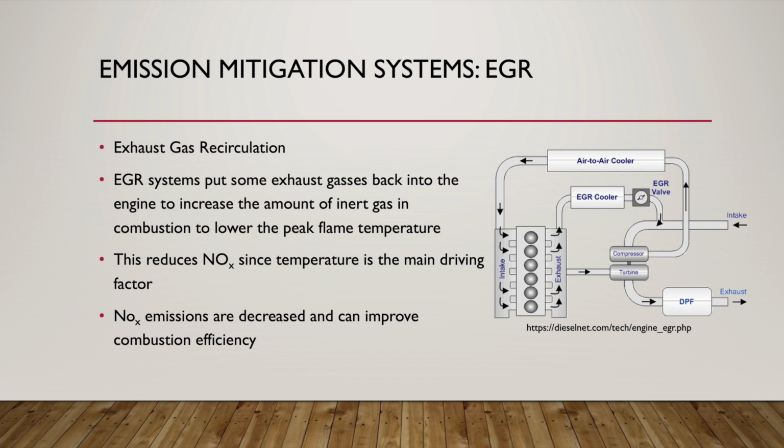And the goal of this is to increase the amount of inert gas in combustion and to lower the peak flame temperature. Because we have non-premixed combustion going on here, we have near peak flame temperatures. And so what we want to do here is introduce this inert gas, so that when the combustion process happens, that inert gas is going to take some of the energy and heat from the combustion reaction.